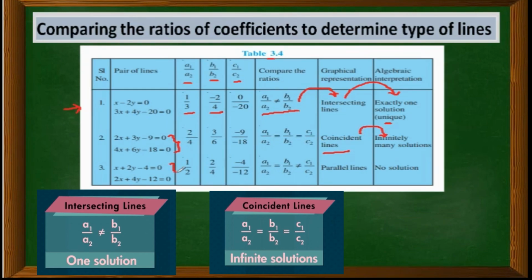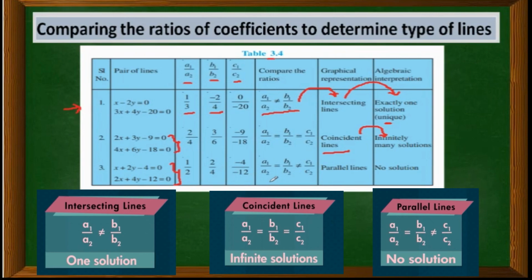Third condition, a1 by a2 is 1 by 2, b1 by b2 is 2 by 4, c1 by c2 is minus 4 by minus 12. Clearly, a1 by a2 is equal to b1 by b2 but not equal to c1 by c2. This is the condition for parallel lines. As the lines won't intersect, it has no solution.